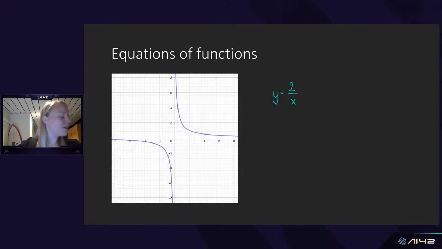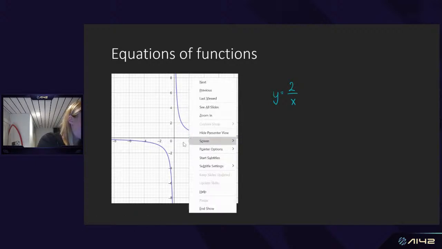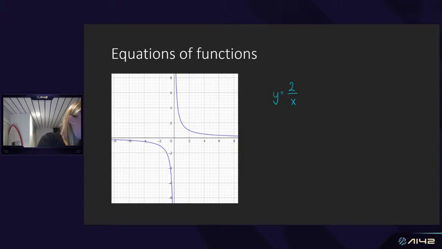So for example, in this picture, we have a function that is y equals 2 divided by x. This might not be as obvious, but we can check it out in this picture that we have here. If we, for example, take the value of x at the number 2, we can find that the value of y at that point is 1. That's where it crosses.